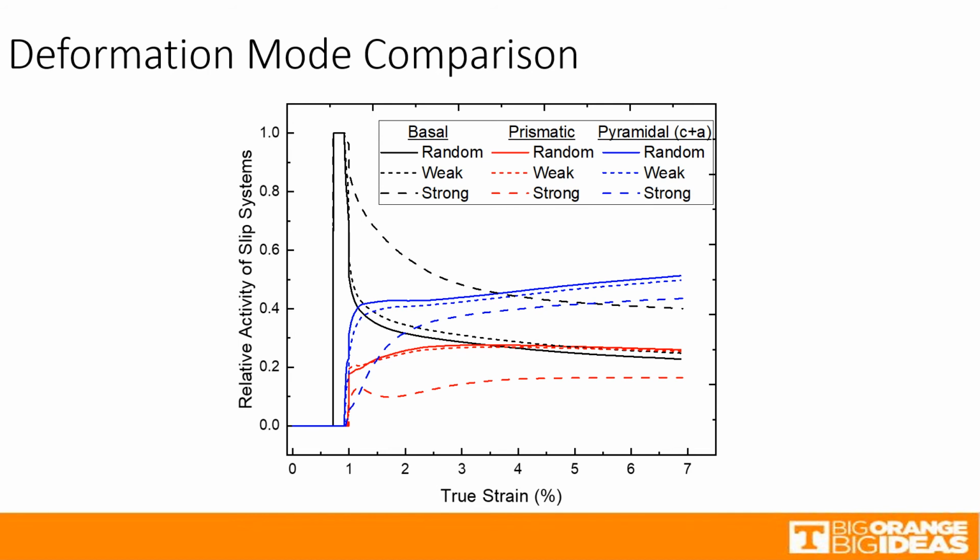There is an obvious trend from random to strong texture. As texture intensity increases, the reliance on the basal plane also increases, and subsequently, the use of other deformation modes decreases. This is most likely due to the orientation of the textured grains, resulting in a higher basal Schmid factor. This increases the number of grains that can accommodate plastic strain through basal deformation.